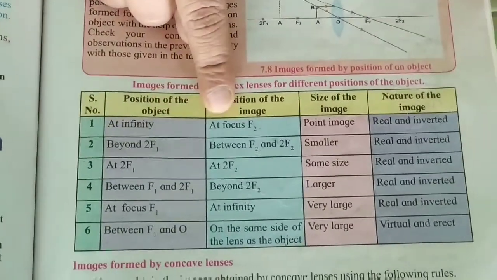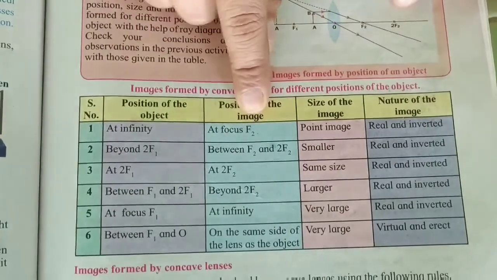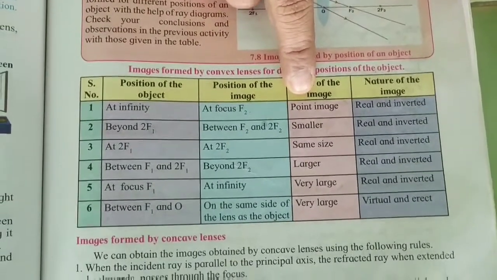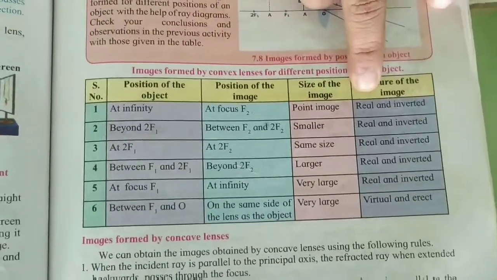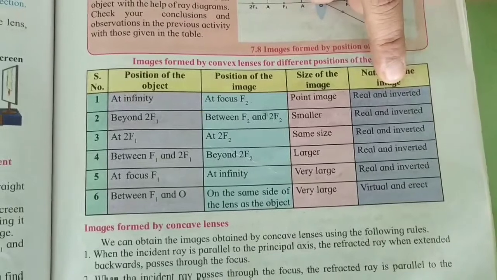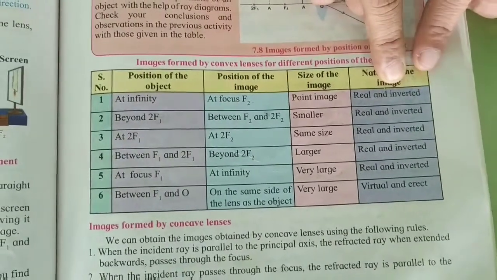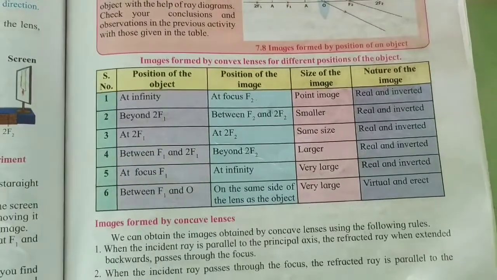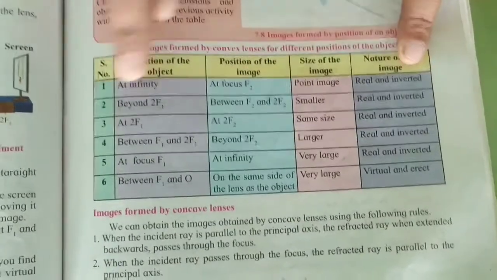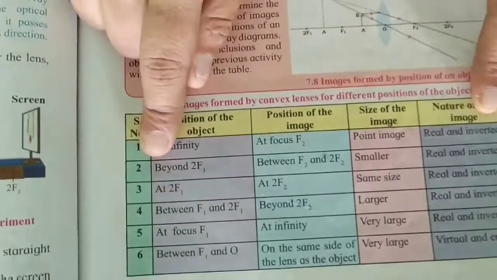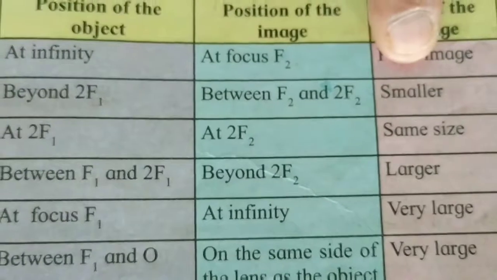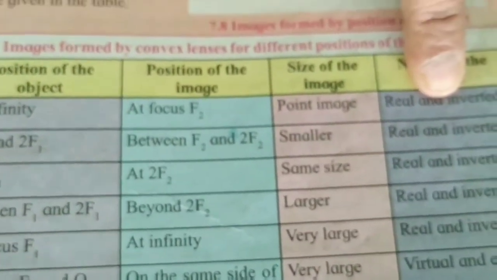At infinity you have already seen the image is formed at the focal length, or at the principal focus, and that image is a point image, very small or diminished. The image is real and inverted. Real image means it can be taken on the screen. Inverted means upside down: head will be down and legs will be on the principal axis. Now we are going to see the object kept beyond 2F1, where the image will be formed, what the size of the image is, and whether it is real or inverted.